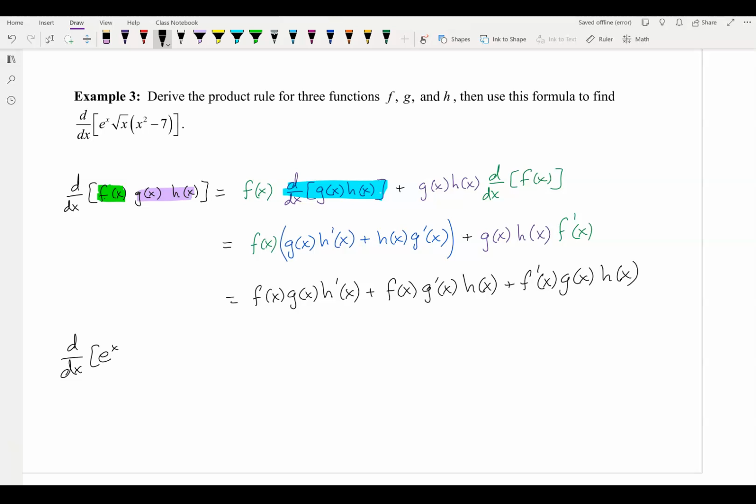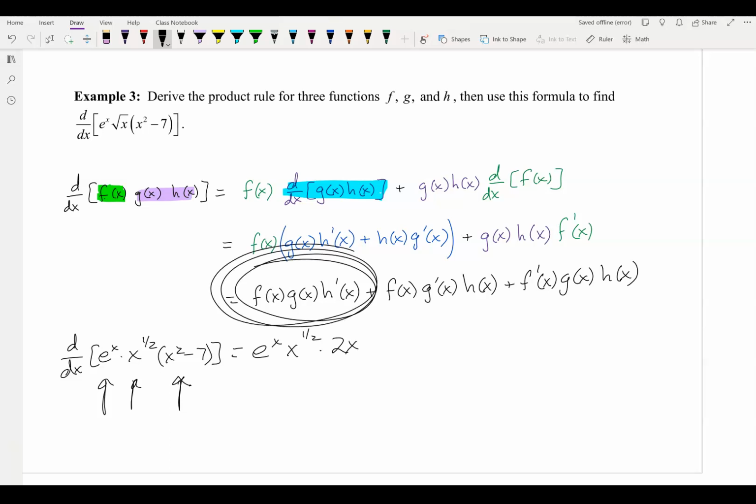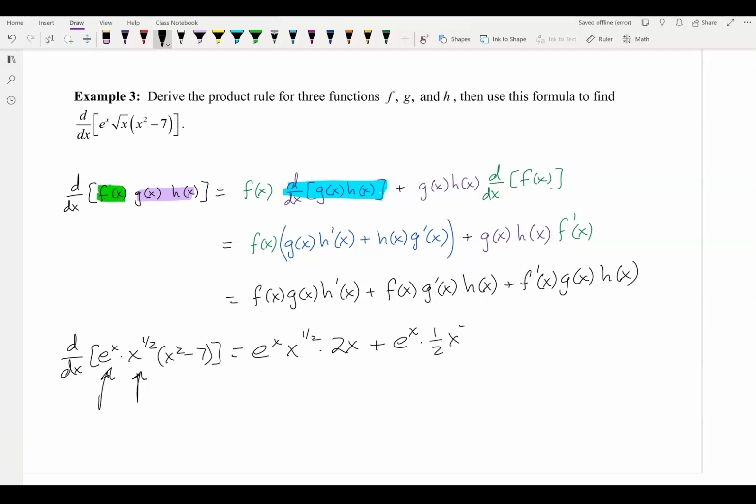to the x. I'm going to rewrite this as x to the 1/2 and then x squared minus 7. So if this is my first function, I'm leaving it alone. If this is my second function, I'm leaving it alone. And I'm going to take the derivative of the third function, which is 2x. Okay, so that's this bit right here that I just did. Plus, now I'm going to take my first function, f of x, and leave it alone. Then I'm going to take the derivative of this guy, right there, the derivative of g, which is going to be times 1/2 x to the negative half using the power rule. And then I'm going to take h of x and leave it alone.